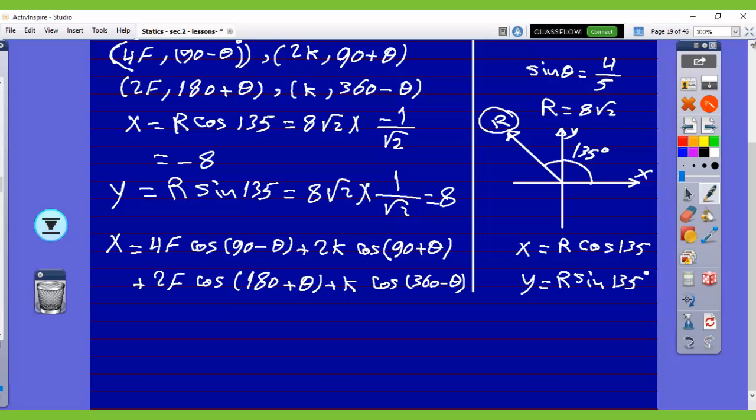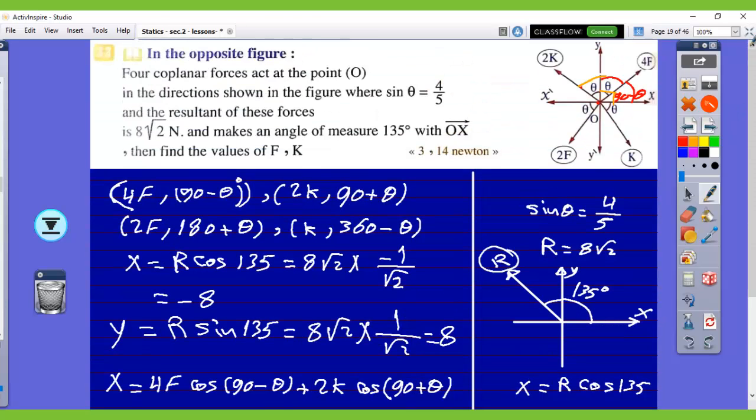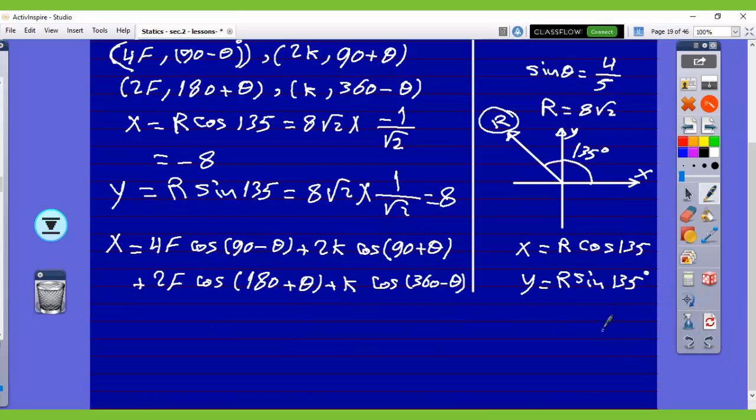Back to the problem. We have here from the given sine theta equals 4 over 5. So I'll draw a triangle to represent the angle theta.